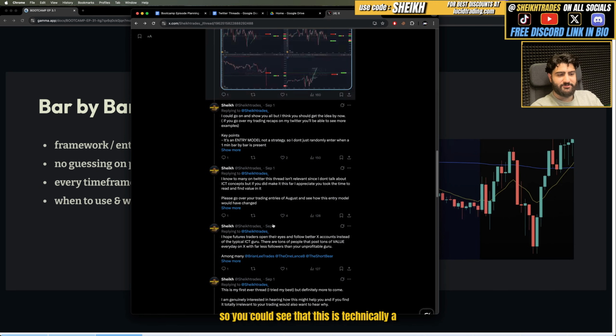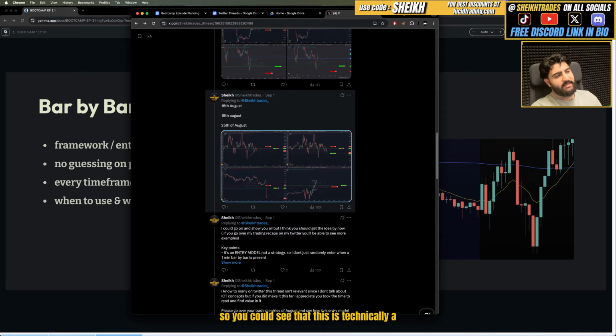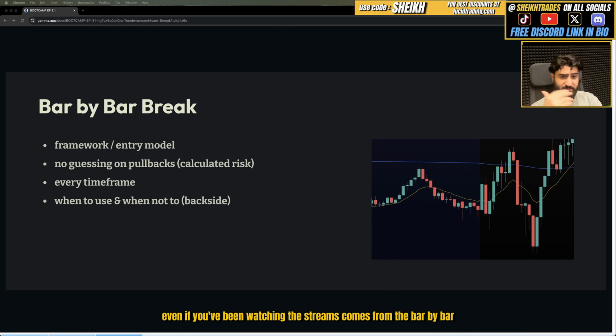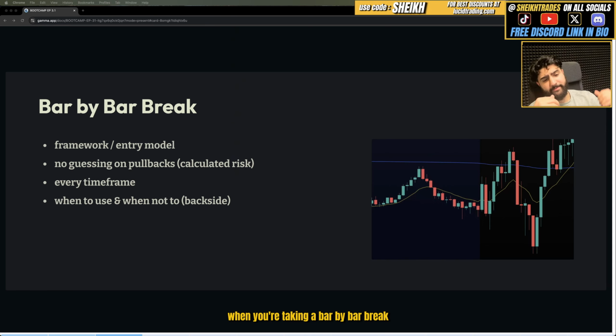But yeah, so you could see that this is technically an entry model slash setup model slash framework. So everything I do, even if you've been watching the streams, comes from the bar by bar. It's applicable for every time frame. It's applicable for every trading strategy. It's just a basic framework that gives you a good place to enter and have a specified risk, and when not to use it, and when to use it. So when not to is when you're taking a bar by bar break, it's coming from a specific strategy, it's coming from a specific setup.